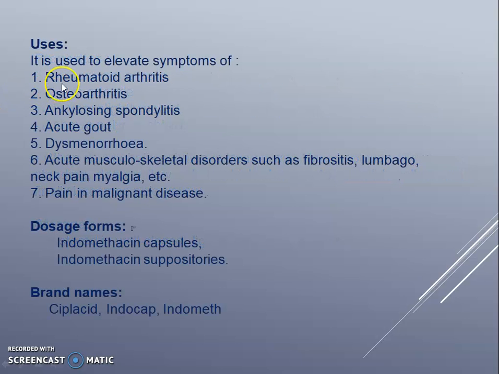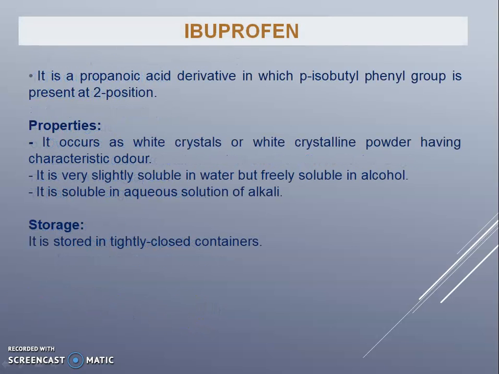Uses: it is used to alleviate the symptoms of rheumatoid arthritis, osteoarthritis, ankylosing spondylitis, acute gout, dysmenorrhea, acute musculoskeletal disorders such as fibrositis, lumbago, neck pain, myalgia, and pain in malignant disease. Dosage form: it is available in the form of indomethacin capsule, indomethacin suppository, and the brand names are Ciplacid, Endocap, and Endometh.